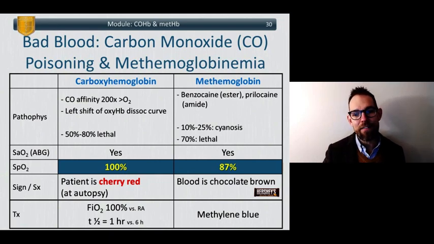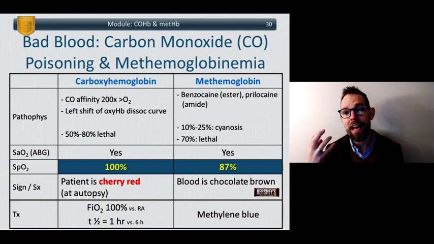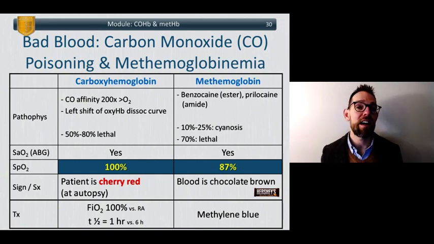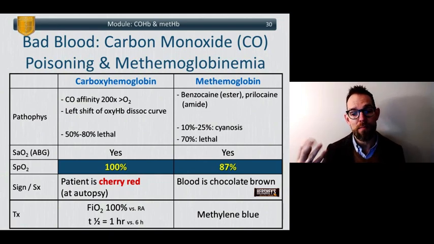And so we get a left shift of the oxyhemoglobin dissociation curve, and if you have over 50%, it's universally fatal. Will our saturation on ABG look normal? Yes, it will. Will our pulse oximetry look normal? With co-oximetry on carboxyhemoglobin, yes, it will look normal. Signs and symptoms: the patient is going to be cherry red. Why? Because that hemoglobin has avidly bound carbon monoxide, and so the patient is going to be bright red.